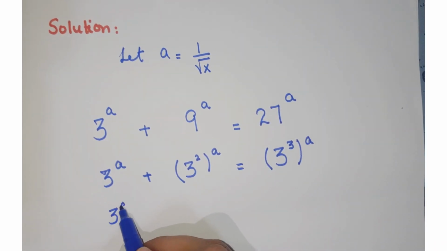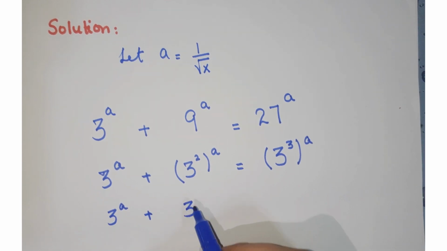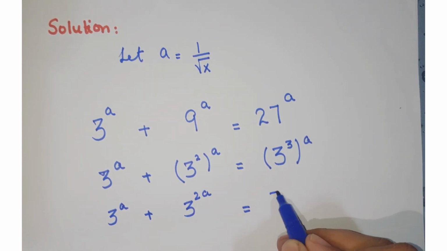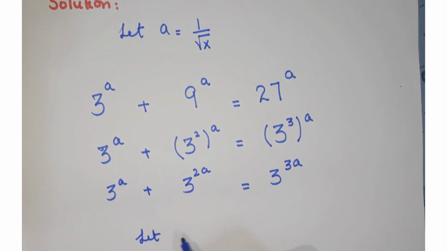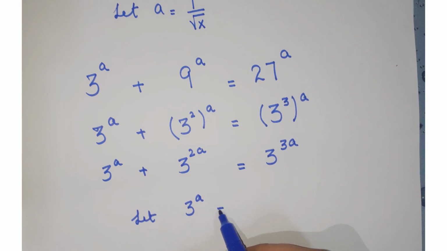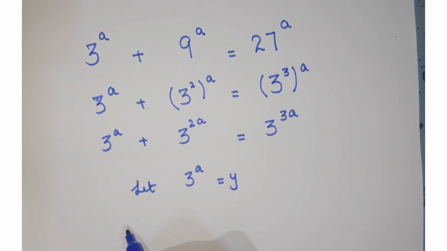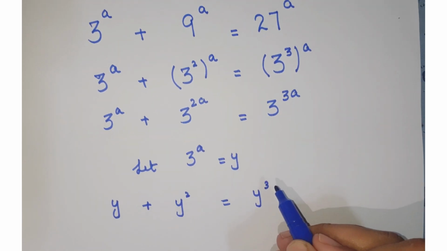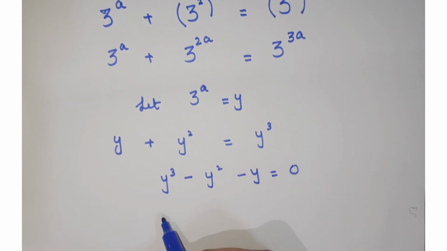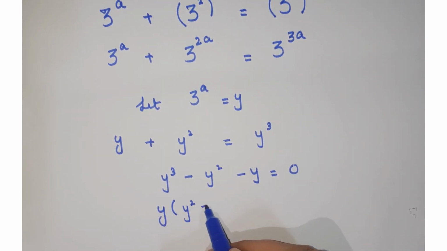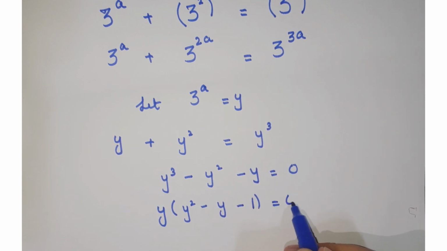Further, you can write it as 3 to the power a plus 3 to the power 2a is equal to 3 to the power 3a. Now let's assume that 3 to the power a is equal to y. Putting this y in this equation, you get y plus y square is equal to y cube. Now rearrange this equation as y cube minus y square minus y is equal to 0. Taking out y common, you get y square minus y minus 1 is equal to 0.